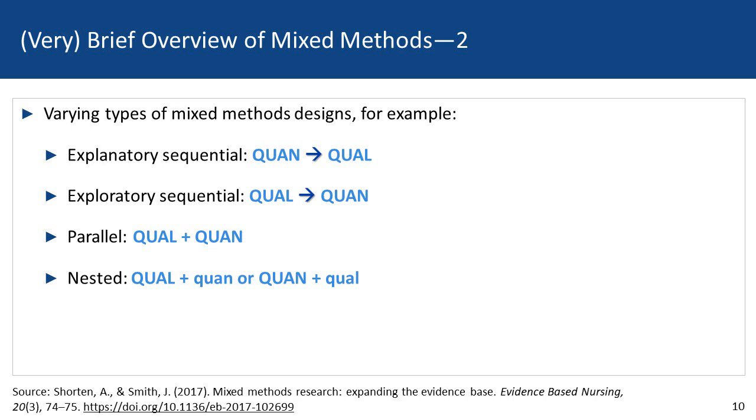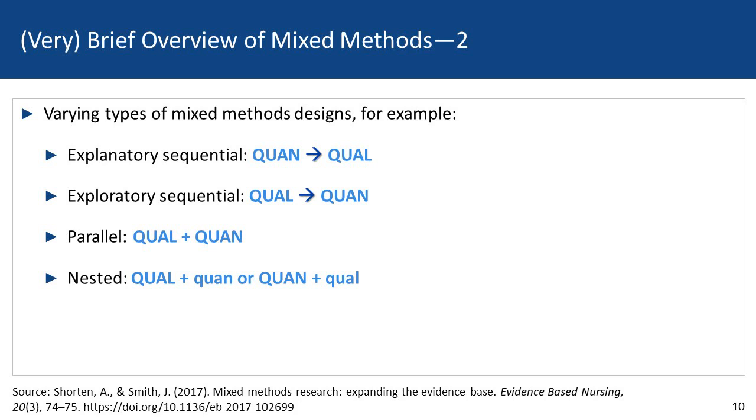First, an explanatory sequential design, which is often demarcated with the notation you see here, quan, and then an arrow pointing to qual. So quantitative followed by qualitative. In this design, a quantitative analysis happens first and is followed by a qualitative analysis. In this case, the goal of that secondary qualitative analysis is to help explain the results of the quantitative analysis, thus explanatory sequential in the name.